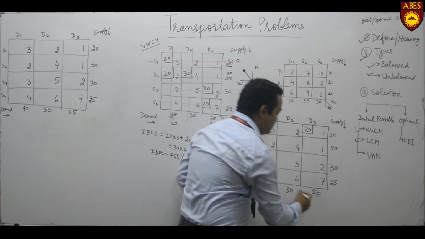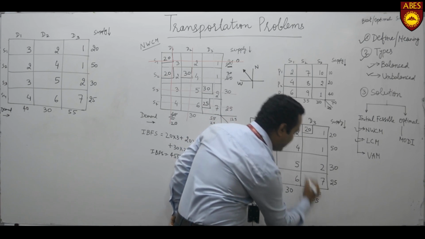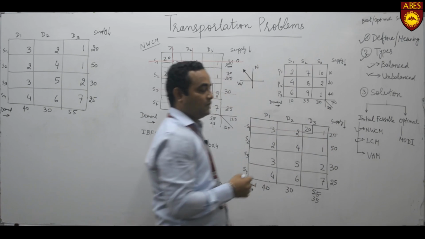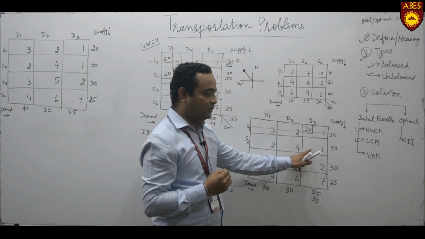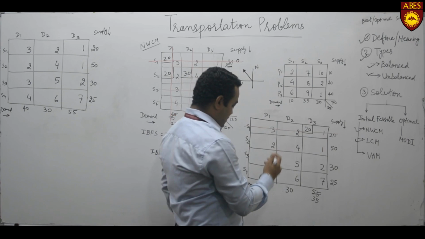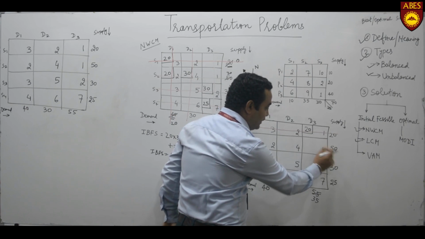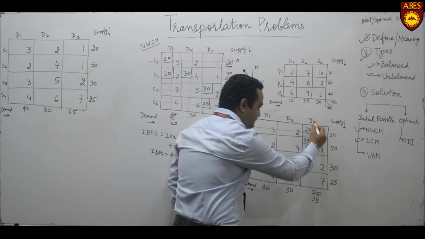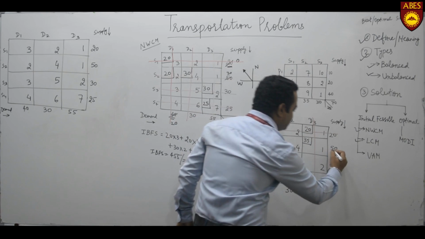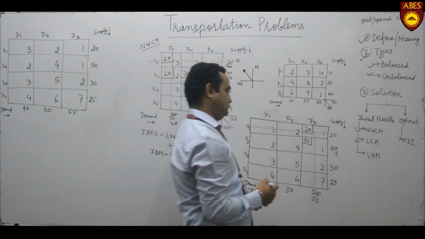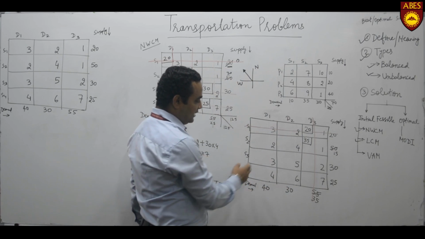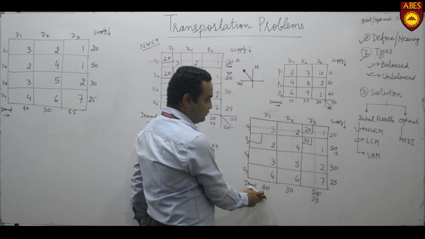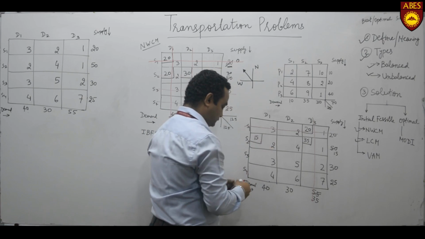Once we have given the 20 value, the remaining demand is 35, and this row is completely cut. Again find the least value, that is again 1, so put the assignment in this one. Demand is 35, supply is 50, so we put the minimum value, that is 35. So this is completely cut, and the remaining value is 15. Now again find the least value, that is 2, so put the value in the 2. Supply is 15 but demand is 40, so we put the minimum value, that is 15, and cut this.